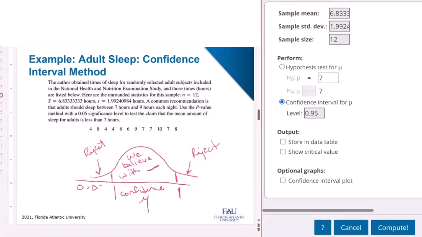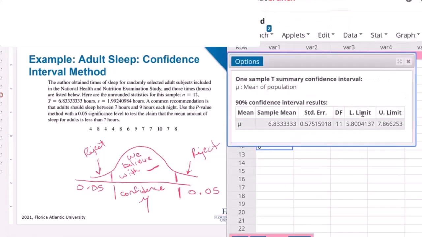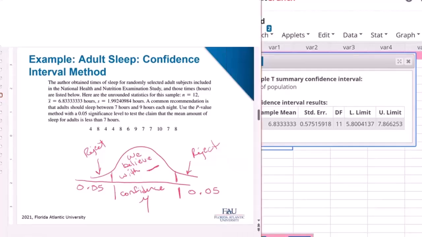If this is 0.05, then this also has to be 0.05. And now, instead of a 95%, which is what we would have thought we should have, we actually have a confidence interval of 90%. Compute. Our lower limit is 5.8. Our upper limit is 7.87. Our confidence interval is that mu is between 5.8 hours and 7.87 hours.